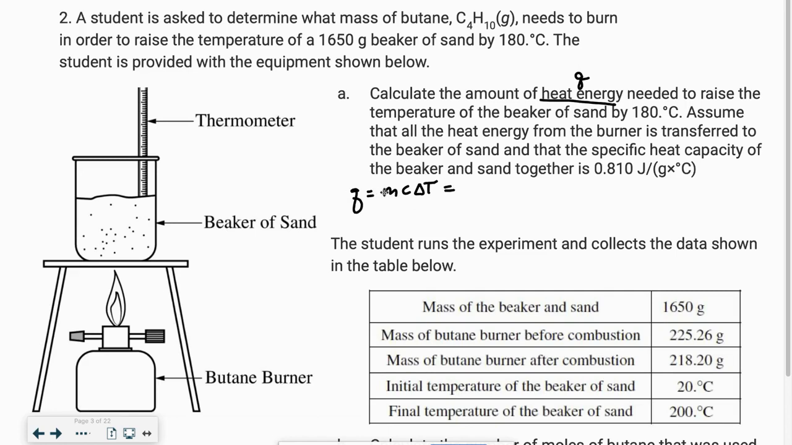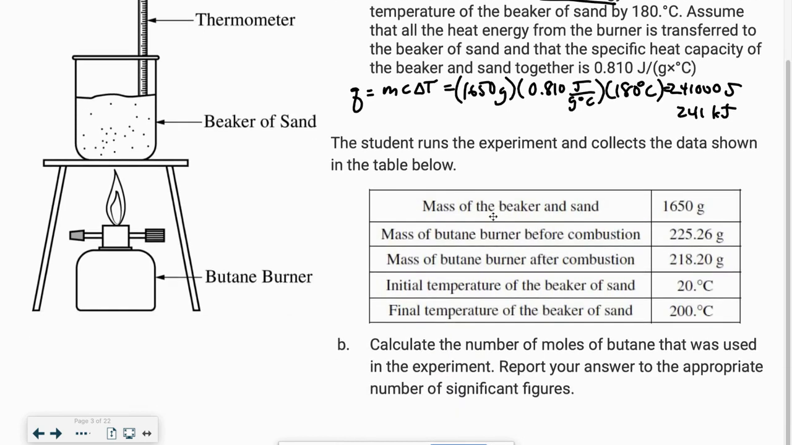And we plug in for the mass, our 1650 gram beaker, times our specific heat, times our temperature change, which is 180 degrees C. And when we calculate that out, we get a value of 241,000 joules, or 241 kilojoules.